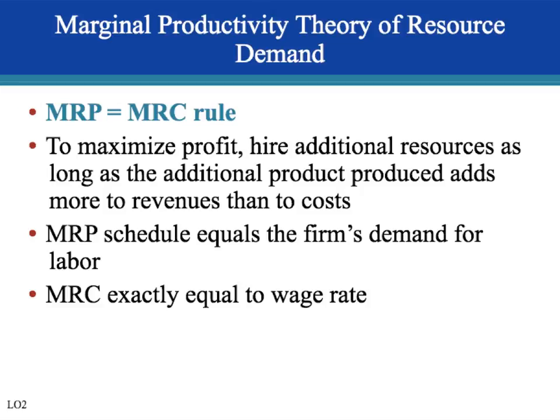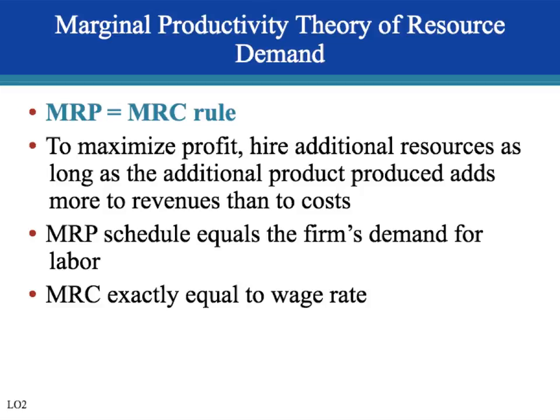So yes, we will hire the second worker because the total revenue they bring in is more than the cost of their wage. Let's say the third unit of labor brings in $10 of total revenue and their wage is also $10. The firm will hire the third unit of labor, but if the fourth unit brings in $8 in revenue and their cost is $10, then the firm will not hire the fourth unit because the marginal cost of that unit of labor is higher than the marginal revenue that unit brings in.